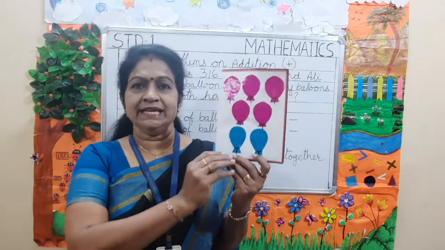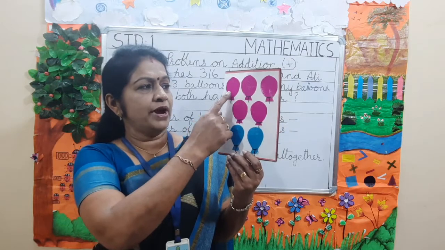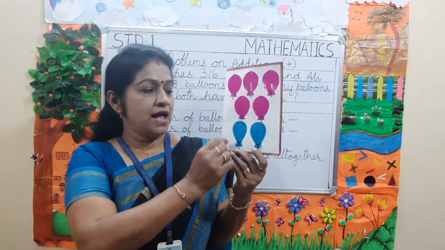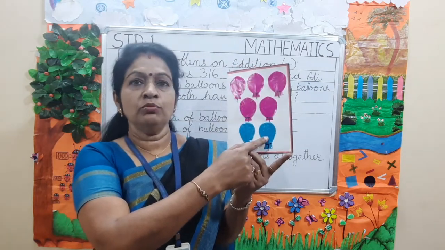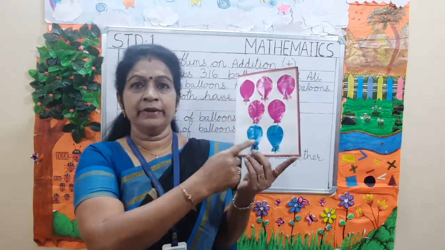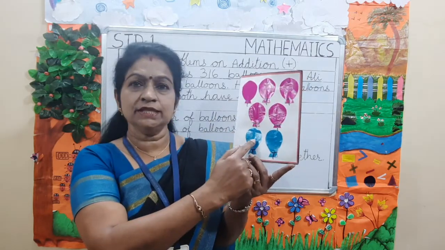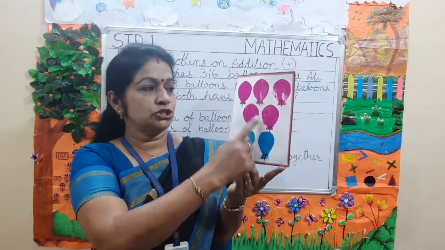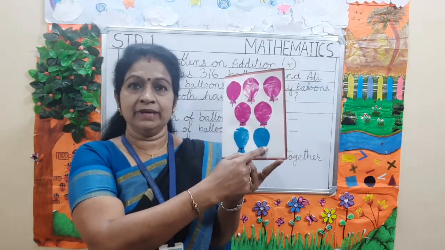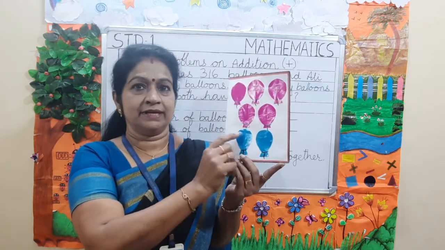Look children, here is a simple addition chart. Here are 1, 2, 3, 4, 5 pink balloons. And there are 1, 2 blue balloons. Now you have to find out the total number of balloons. So 5 pink balloons plus 2 blue balloons. So total how many balloons will be there? 1, 2, 3, 4, 5, 6, 7 balloons. 5 plus 2 will be 7.